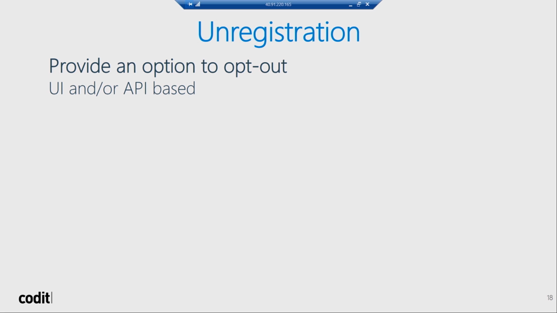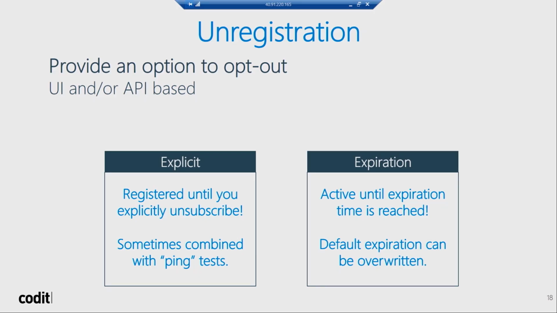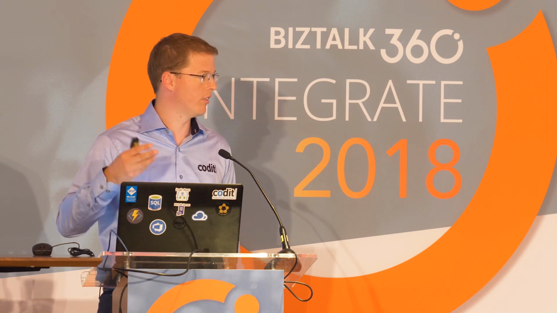Unregistration is also important, of course, because you don't want to get notified forever. Again, two options over there. Mostly it's with an explicit opt-out. So you need to unregister yourself if you don't want to receive any events anymore. Or it could be with expiration. If I'm not mistaken, SharePoint works like that. So you register yourself and your webhook registration is valid for 2 months. So you need to make sure that you renew before it gets expired.